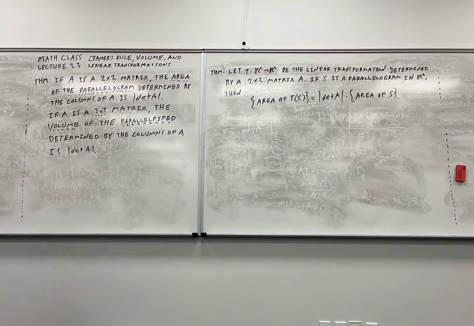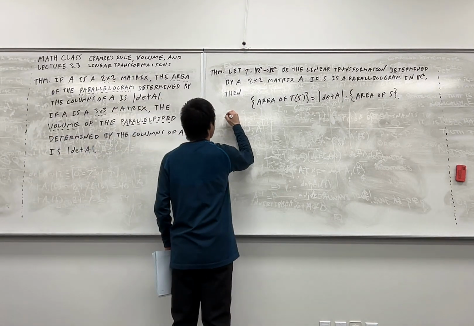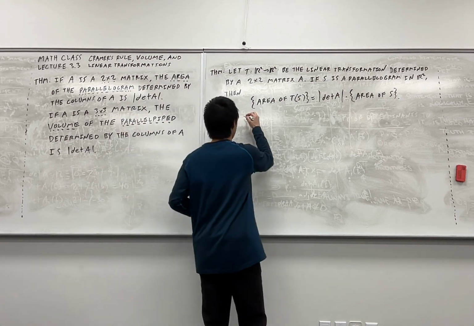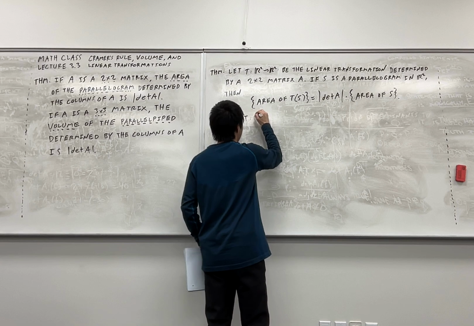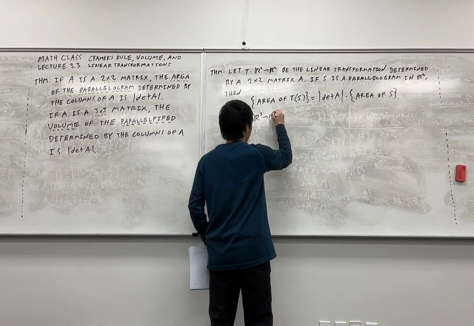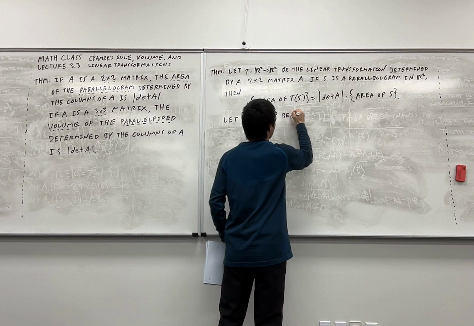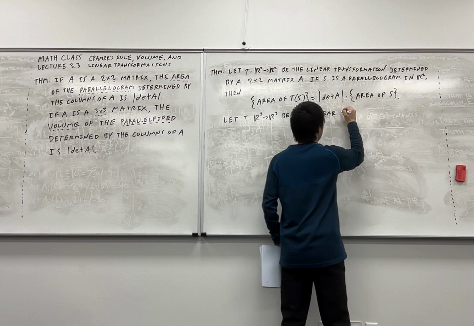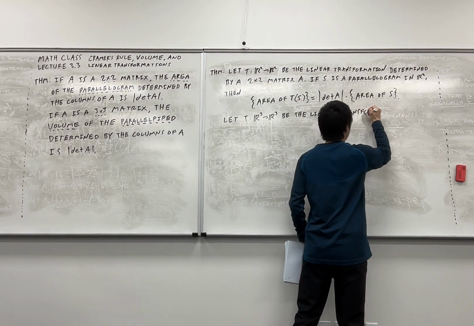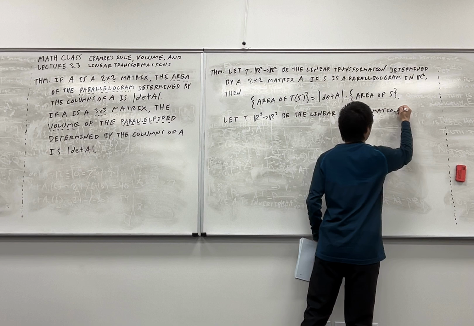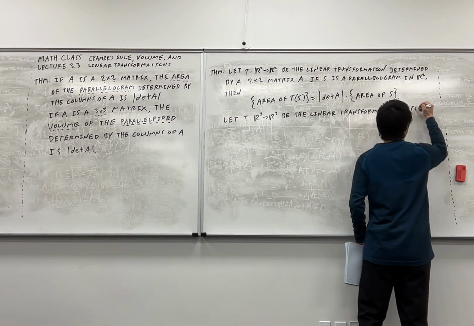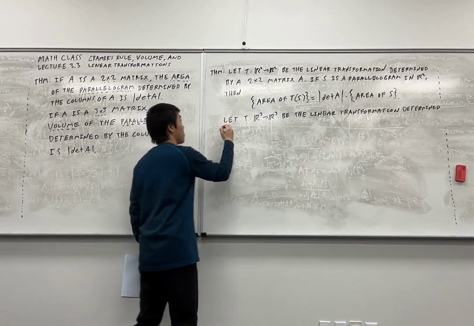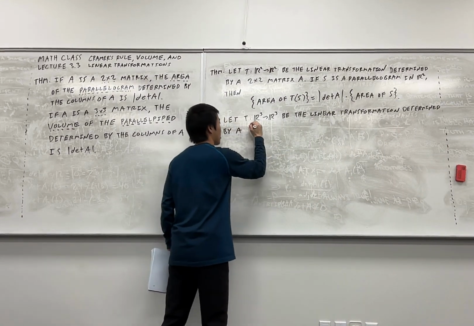So then the analog, let's construct the analog. If I have a transformation T, and instead, let's do a 3 by 3 version, so it'll be R3 to R3, be the linear transformation determined by what? 3 by 3, yeah, 3 by 3. By A. How do we know that?